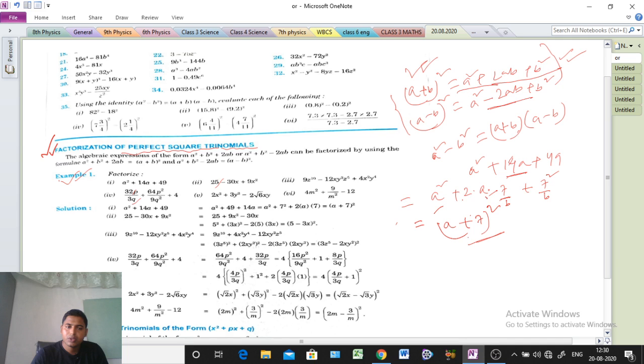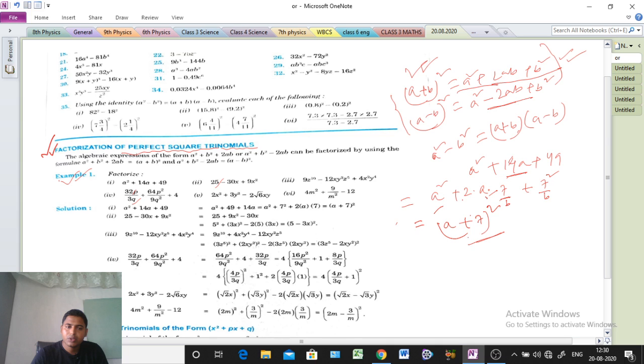Okay, question clear? So at first we will check whether all signs are positive or not. Here, in the middle a negative sign is there, so that means we will apply which formula? A negative formula, means a minus b whole square formula. Okay, clear?